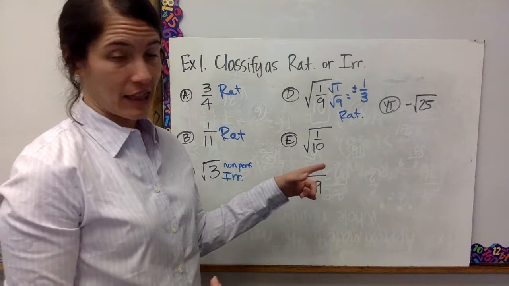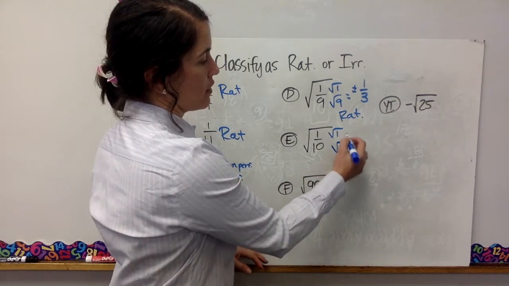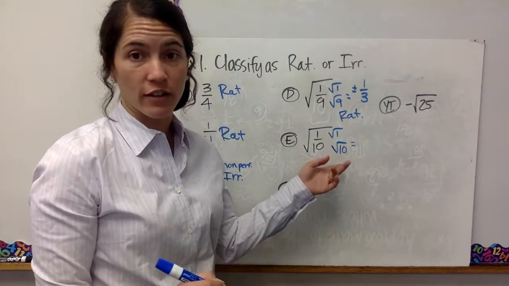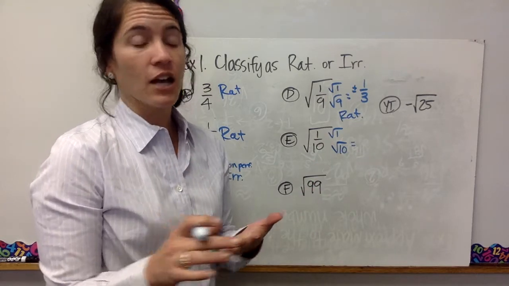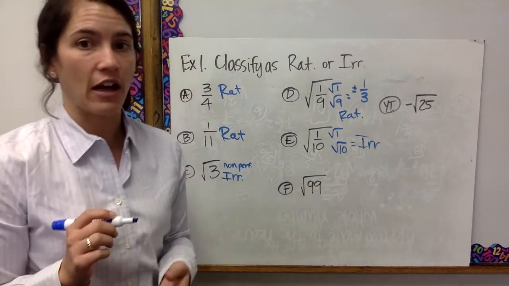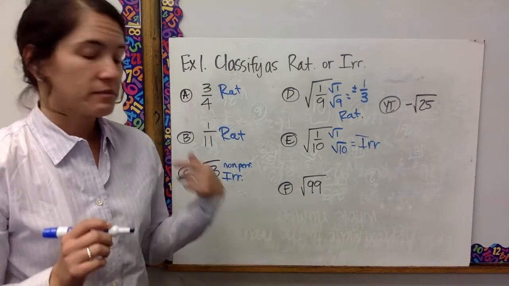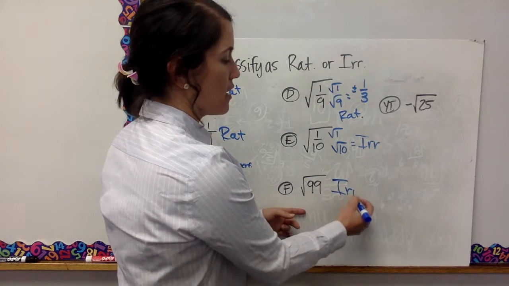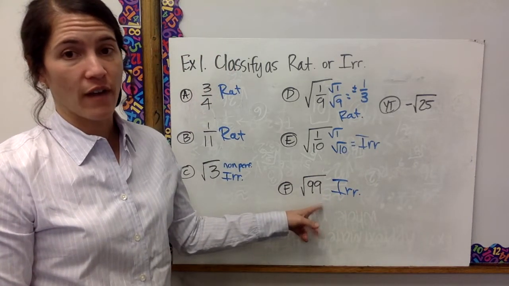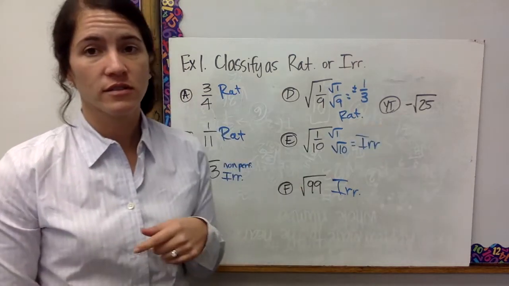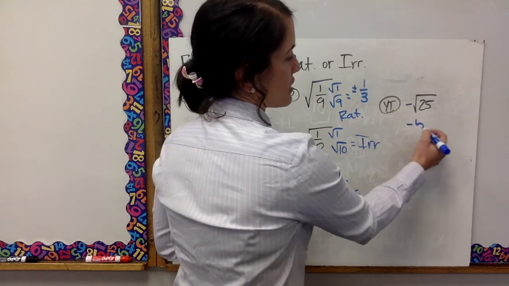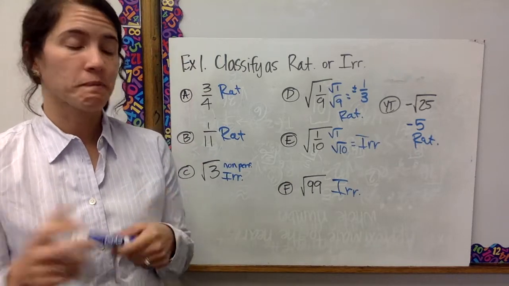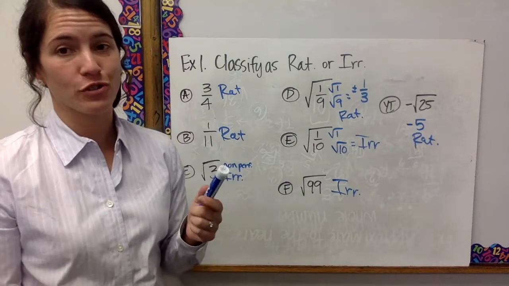The square root of 1/10, the square root of 1 is 1, but the square root of 10 is a non-perfect square. Therefore, if you type this in your calculator, it would be non-repeating and non-ending. So that makes this an irrational value. Now, the square root of 99. 9 is a perfect square, but 99 is not a perfect square. So since this is the square root of a non-perfect square, that means it's irrational. You try this one. Negative square root of 25 is -5, so this would be a rational number because it's the square root of a perfect square. So it's actually an integer, which is a rational number.